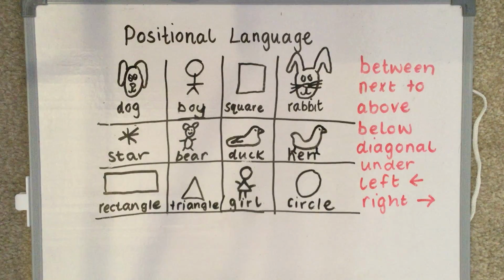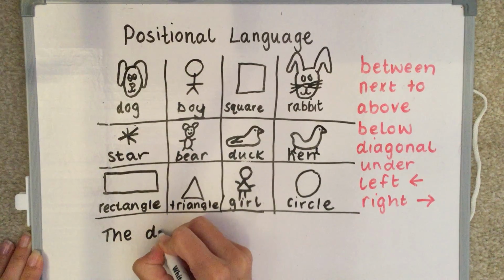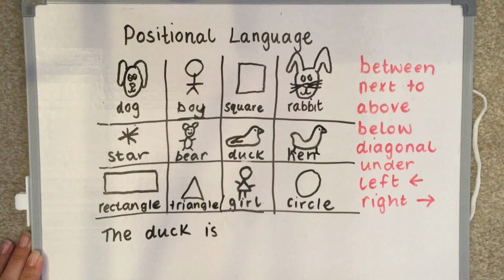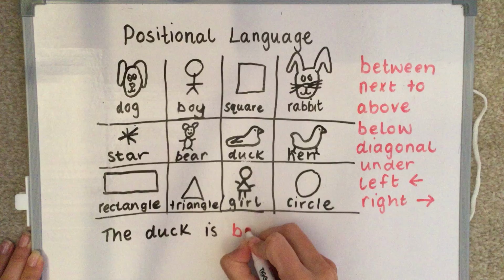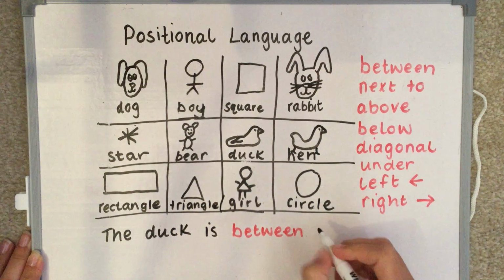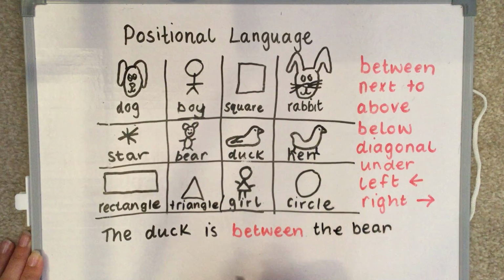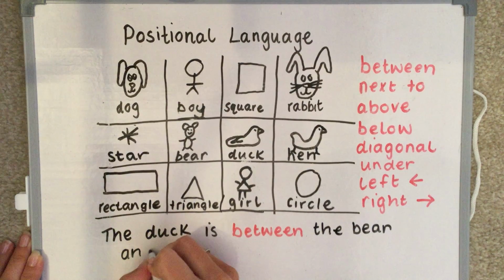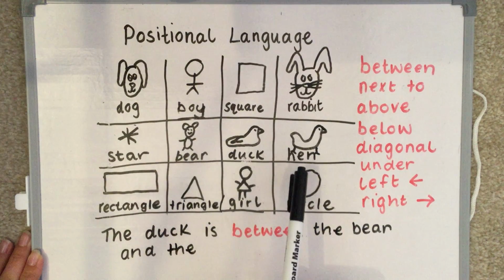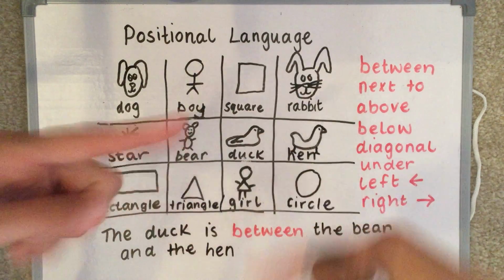So underneath, Miss Nixon would write, the duck is, I'm going to write between the bear and the, can you tell me what else? So it's between the bear and the hen. And at the end of my sentence, I need a full stop.